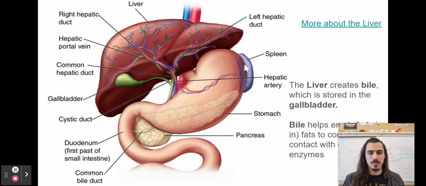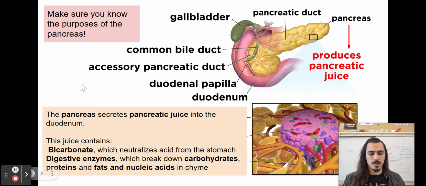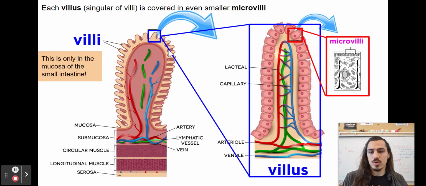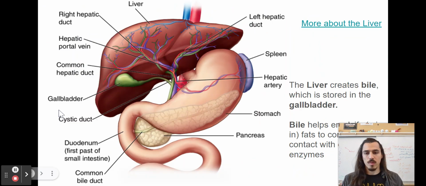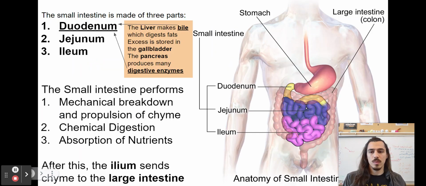So again, imagine as soon as the contents of your stomach enter the duodenum, then the pancreas and the gallbladder and liver add all of those things to the chyme so that it's all mixed together and it starts chemically digesting the rest of those nutrients. Okay, that allows all those nutrients to then be absorbed in the rest of the small intestine, which is as follows. That would be the jejunum mostly, and then also the ileum.